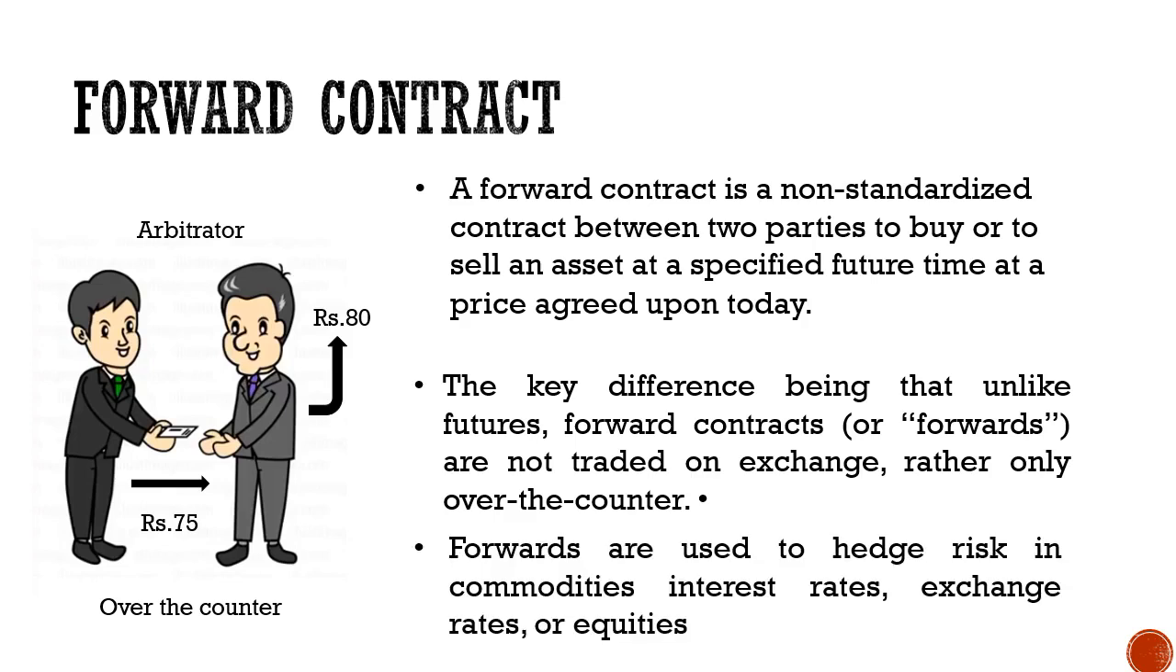Forwards are used basically to hedge risk in commodities. Again, when we talk about commodity, it can be oil, gold, silver, etc., interest rates, exchange rates, or even equities. Now let us learn what are the features of a forward contract.